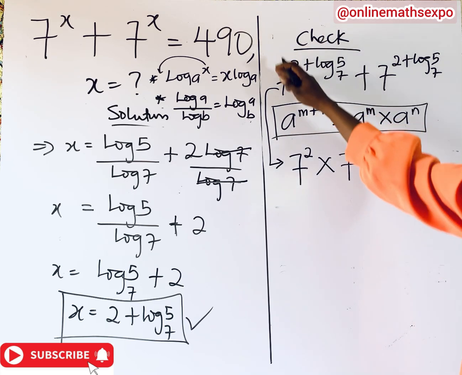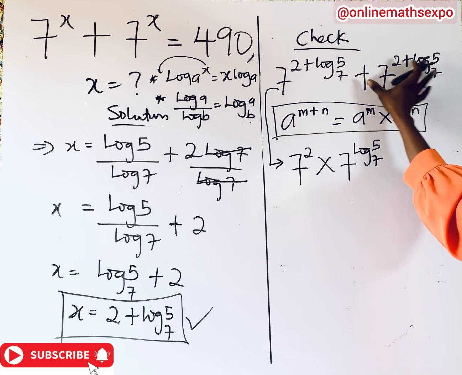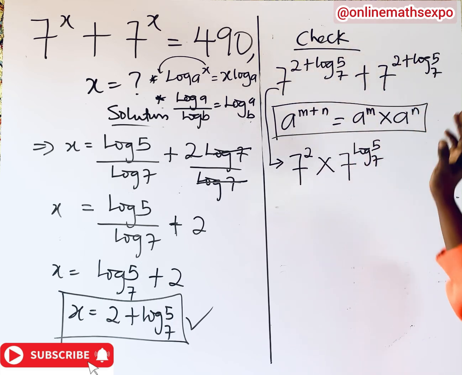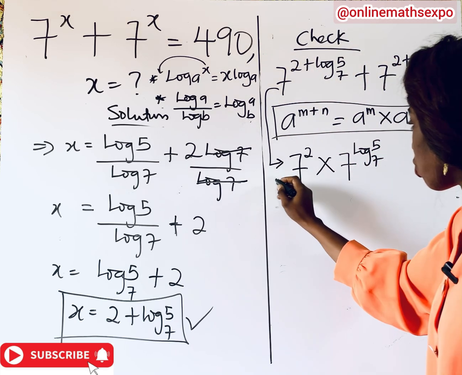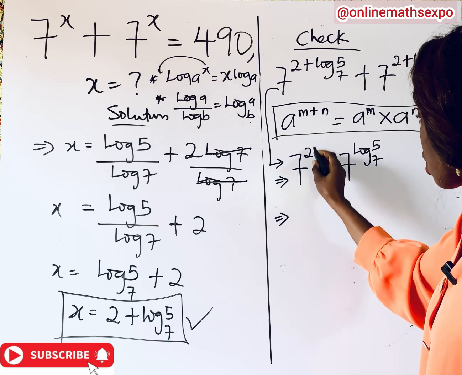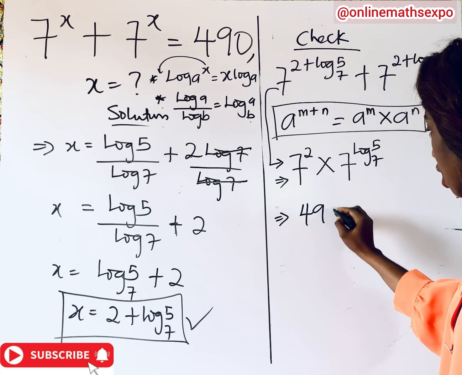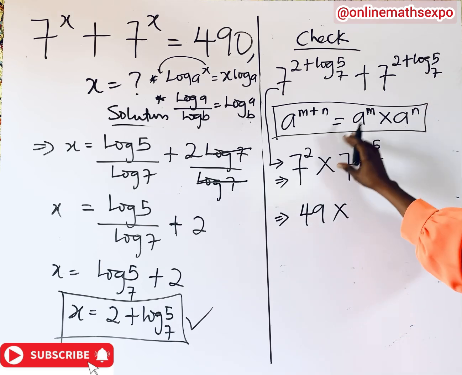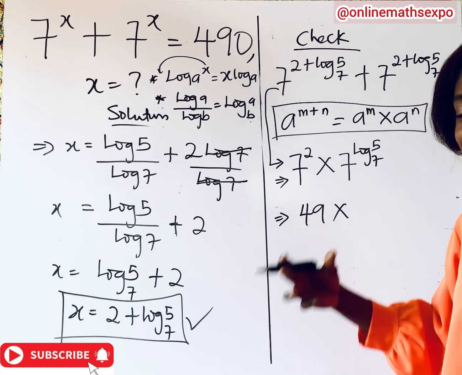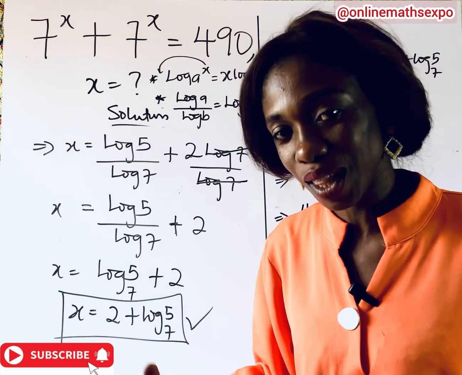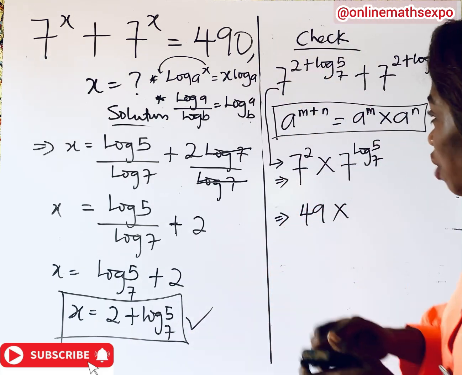Let's just do one and then add them together, because whatever we get here is what will be here. So what do you do next? 7 to the power of 2 is 7 times 7, giving us 49. Then multiply by. There is another very important rule you need to remember, that is the anti-logarithm rule. And what does the anti-logarithm rule say?